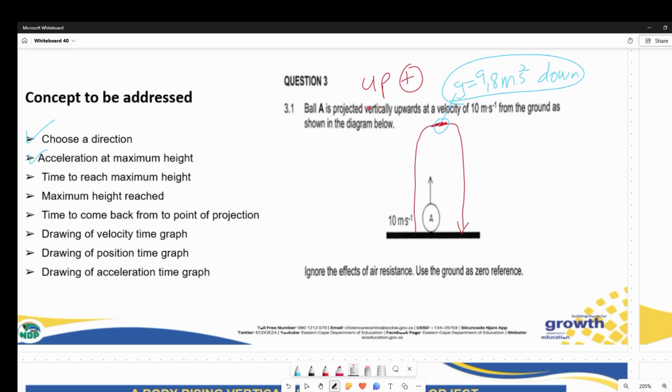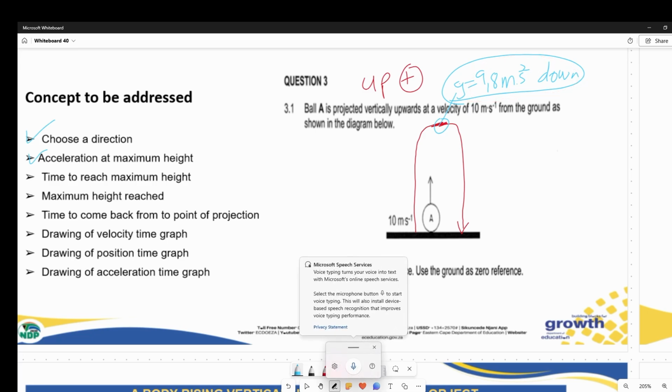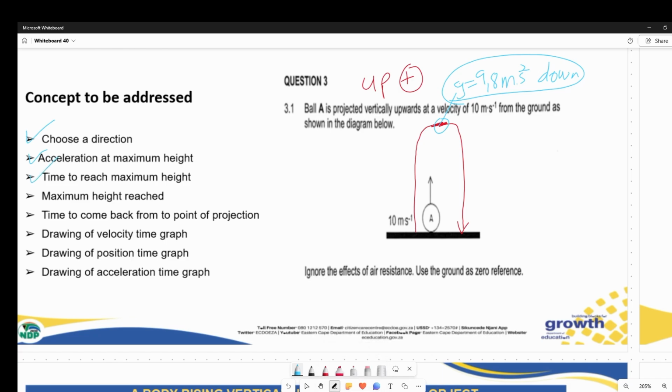Okay, but now that you've chosen up as positive, this one is supposed to be negative 9.8 in your substitution here, since it is going downwards. So it's 9.8 meters per second squared downwards. Now, we're done with this part. We're about to enter the next one: the time to reach the maximum height. We need to calculate the time to reach the maximum height.